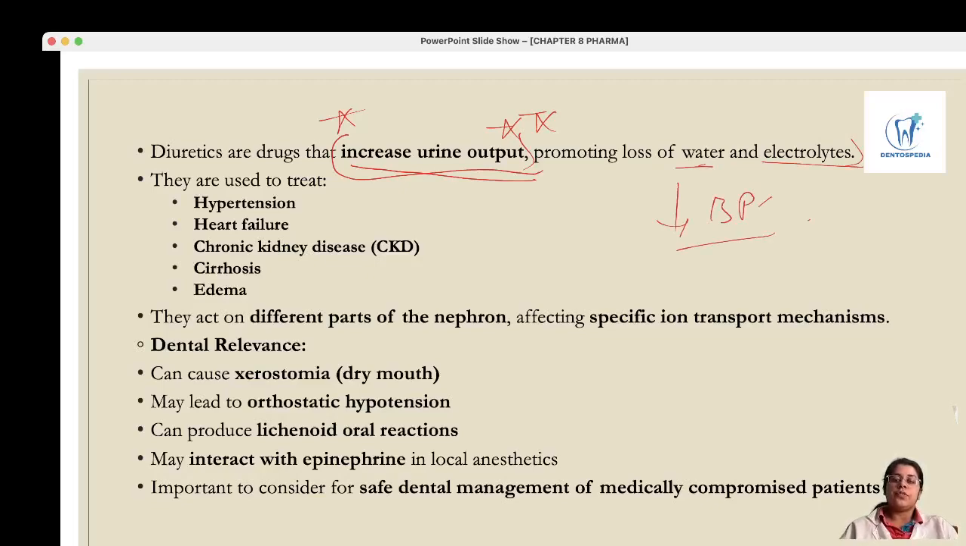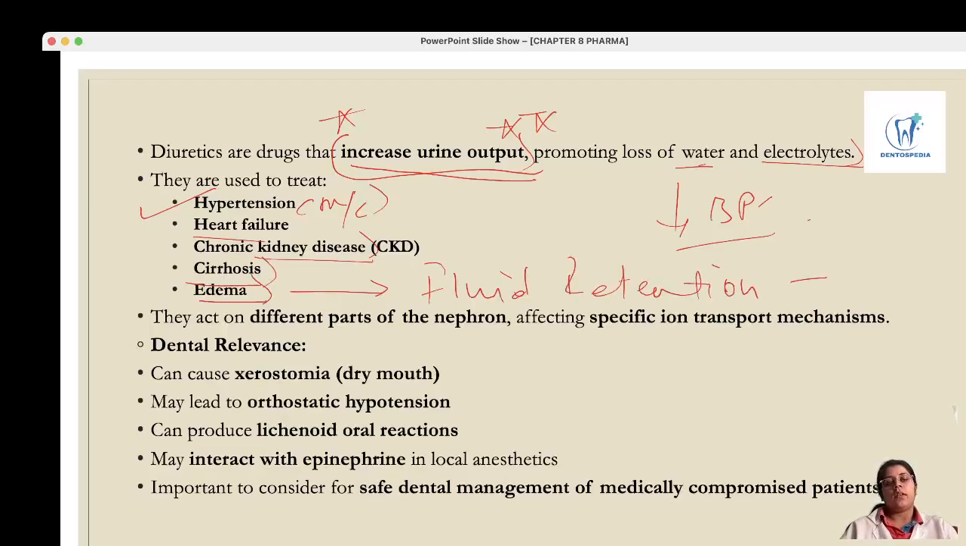They are used to treat hypertension, very common, most common, heart failure, chronic kidney disease, cirrhosis, and edema. Edema is basically fluid retention, you must be knowing. It can lead to swelling, so eventually it is called edema. They act on the different parts of the nephron, affecting specific ion transport mechanisms.